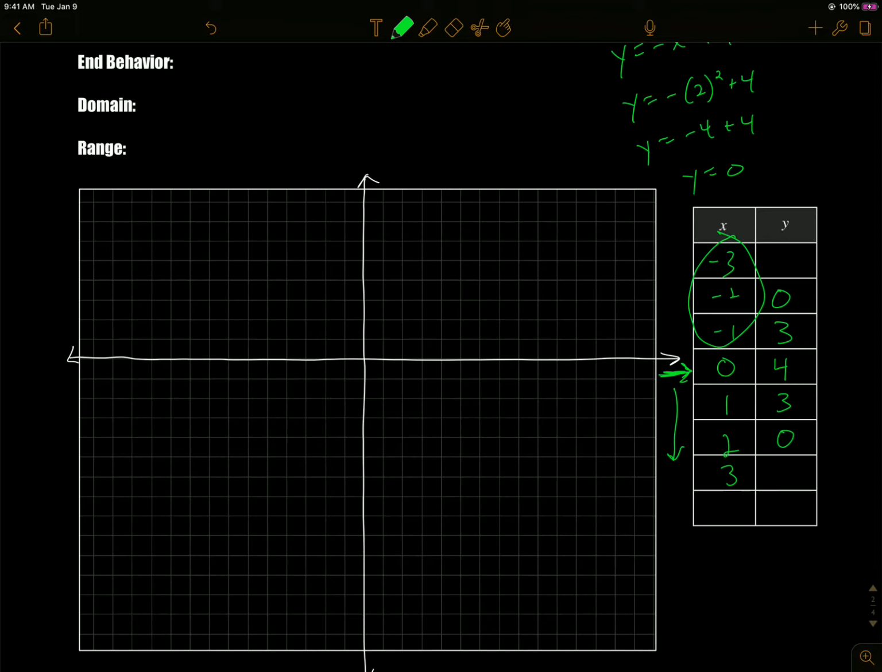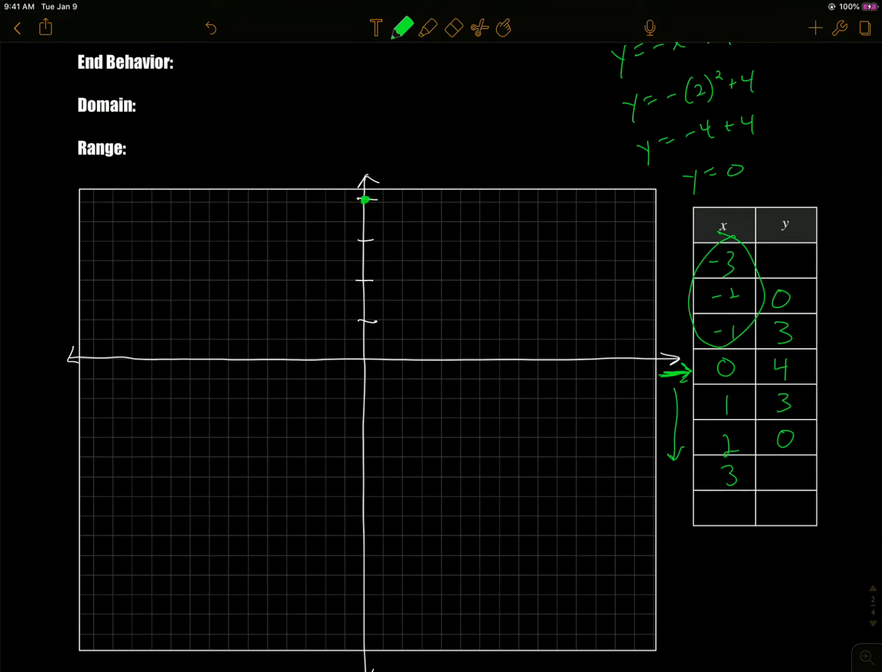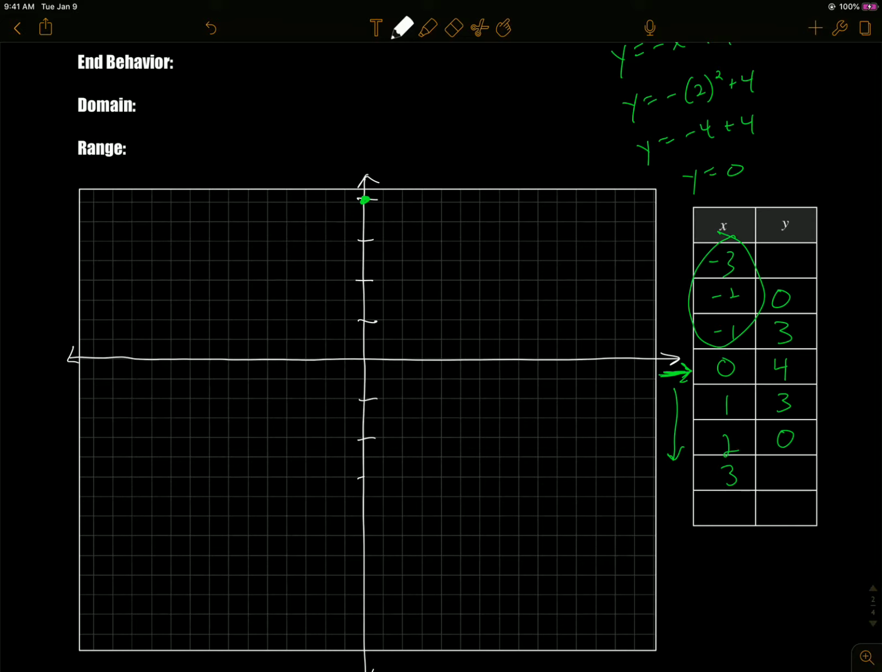So I've got (0, 4). Let me rescale this. I want to go by 2's again. 1, 2, 3, 4. So (0, 4). And then let me scale out the rest of this, going by 2's.